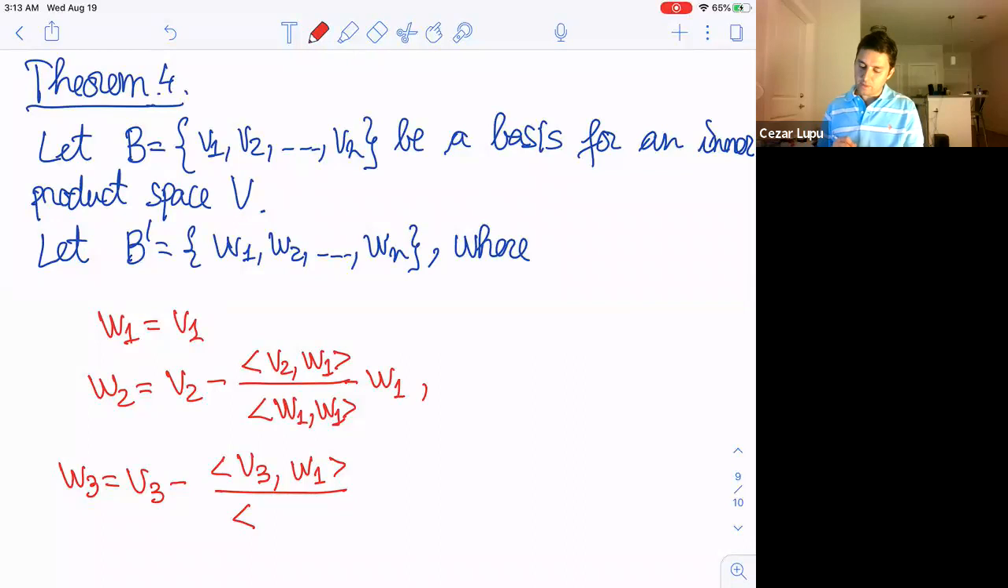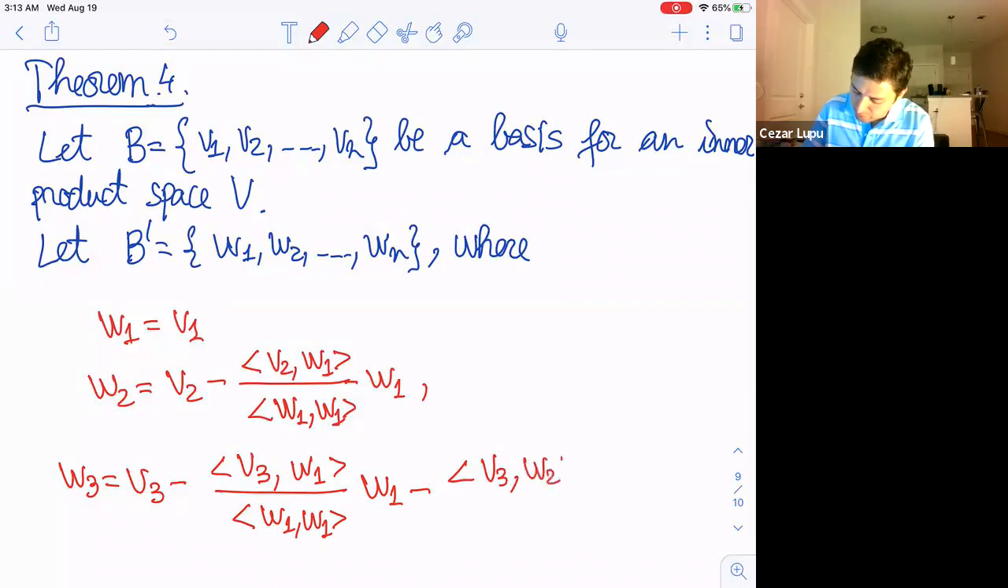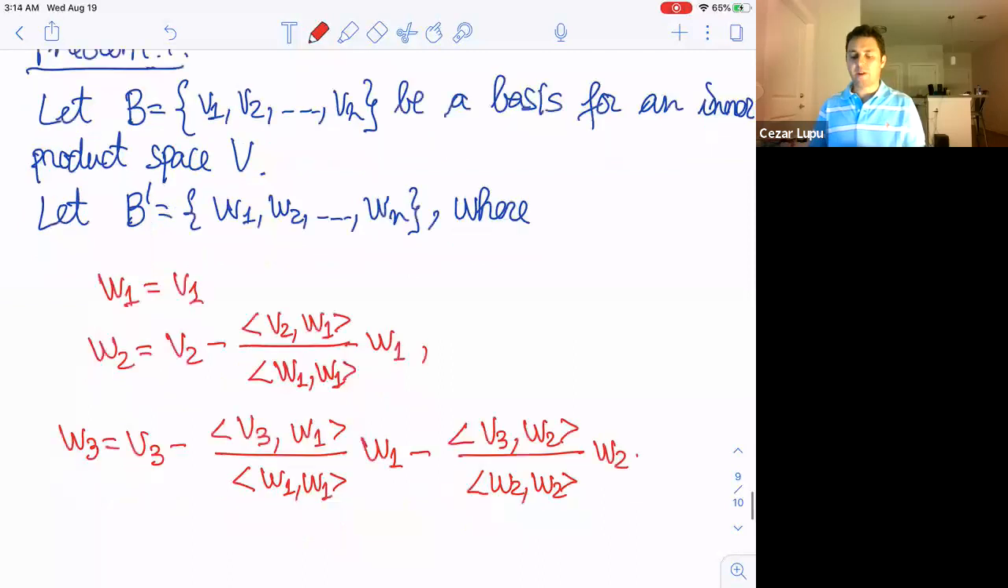Yeah, otherwise I don't think they're orthogonal. Yes. Yeah, I divide by the inner product between W1 and W1, and minus now V3, W2 over W2 times W2. And now we'll keep going.